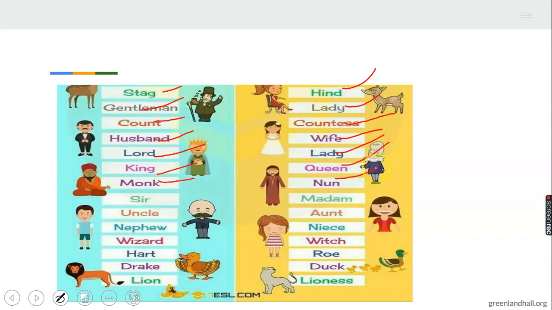Monk, nun. A monk is a man who doesn't get married. They stay in a place called monasteries. They are like priests. Okay, they are priests. Sir, madam. Uncle, aunt. Nephew, niece. Wizard, witch. Drake, duck, lion, lioness. We have a lot of them.